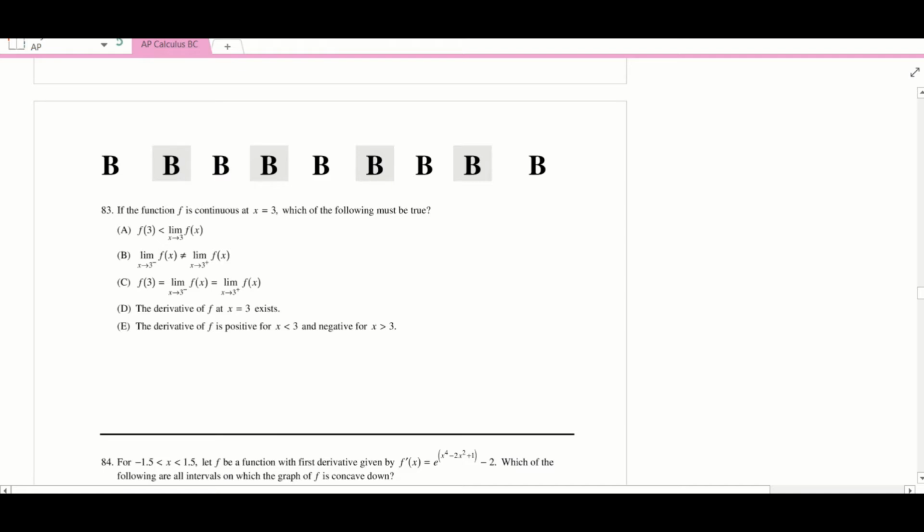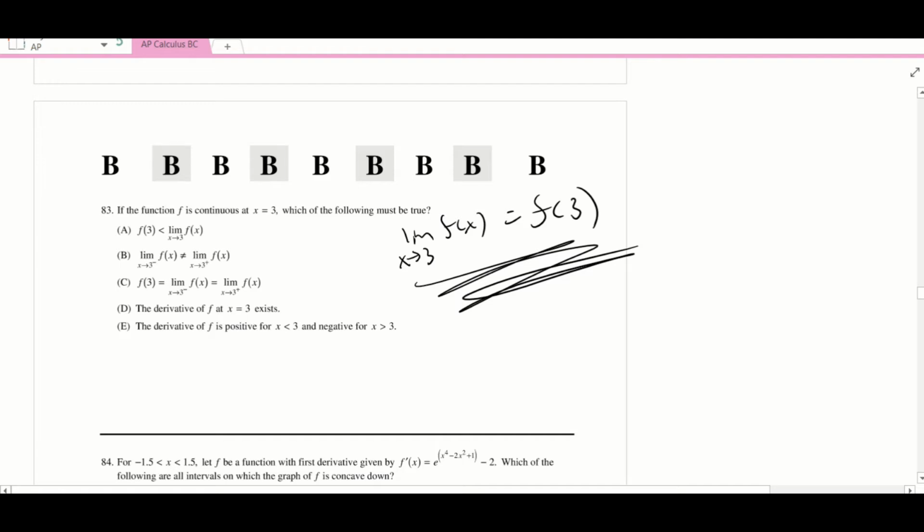If something is continuous at x equals 3, that means the limit as x approaches 3 of f of x equals f of 3, right? This is the definition of continuity. So we already know a is wrong because this is less than.